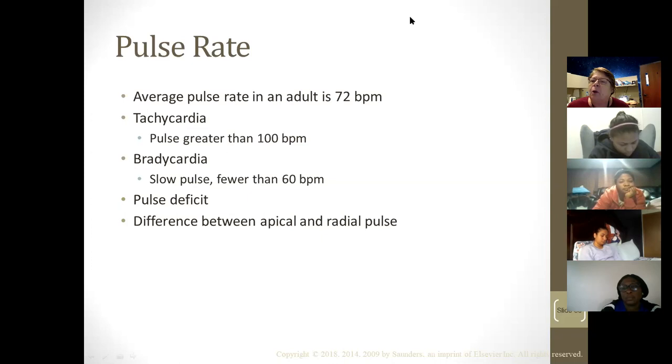When we talk about a pulse deficit, we are talking about the difference between an apical pulse, which is when you listen to the heart on the chest, and the pulse that you palpate on the arm. They should be pretty close. If they're not, then there's a problem with the circulation somewhere after it leaves the heart.